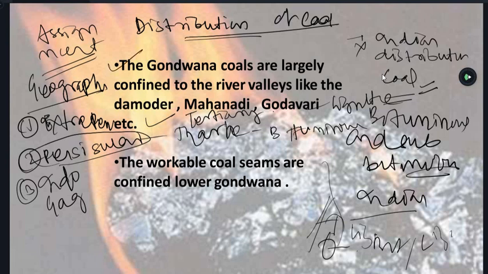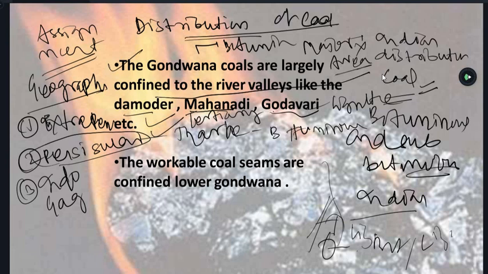The Gondwana coal is the major source, which is the bituminous part, largely confined to river valleys, like the Damodar area, the Mahanadi area, and the Godavari river. So this is the major source and major area for coal. The workable coal seams are confined to the lower Gondwana.